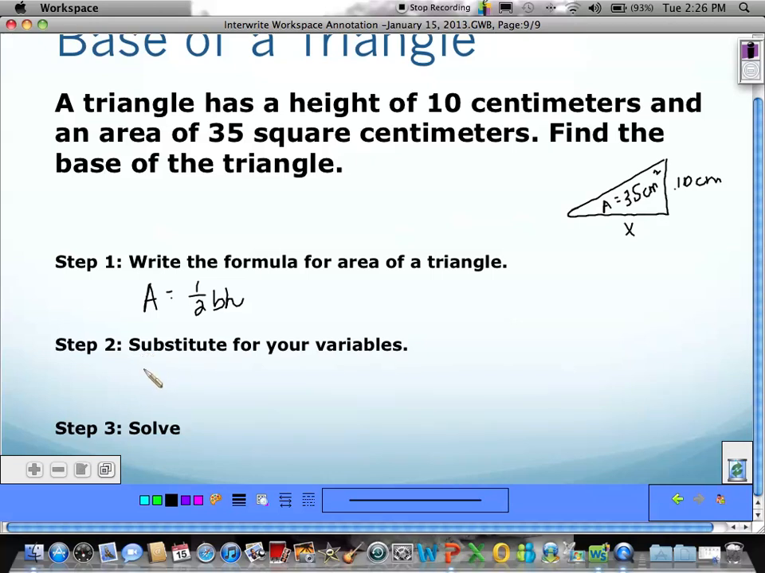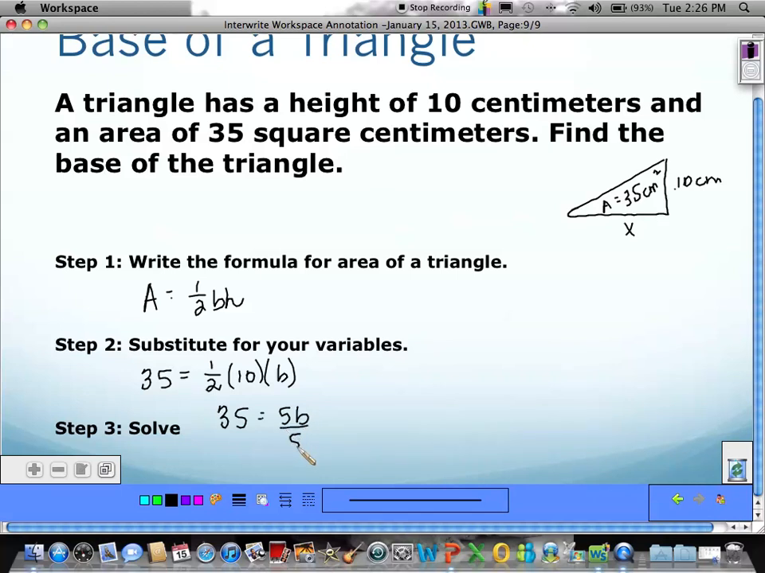Area I know is 35 equals 1/2. Base is what I'm looking for. The height is 10 times the unknown, which I don't know yet, base. Now the reason I left this one as a fraction is because it's very easy to cross cancel, or you could just say half of 10 is 5, so I would get 35 equals 5b. And then I'm just solving for b.